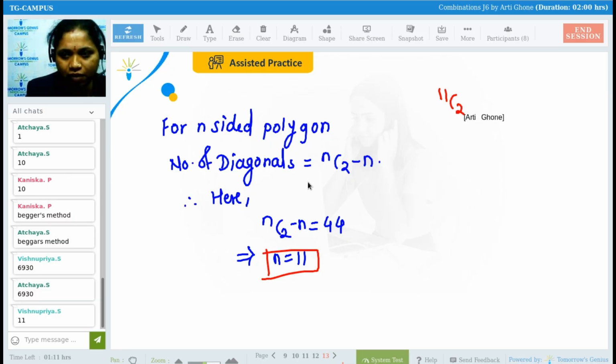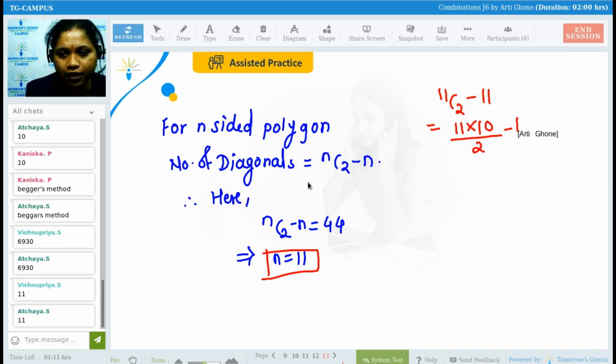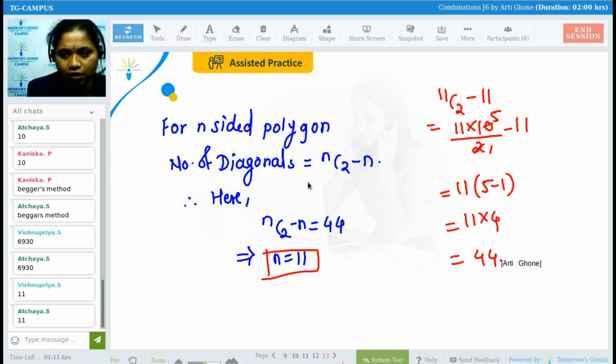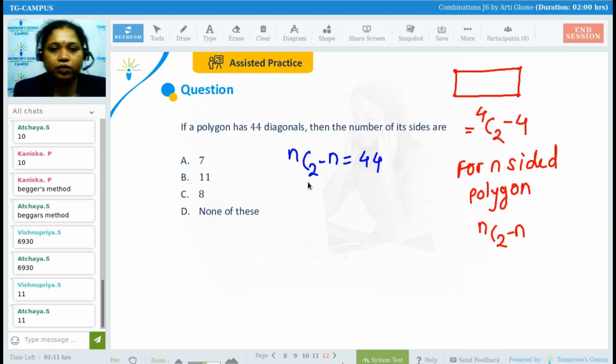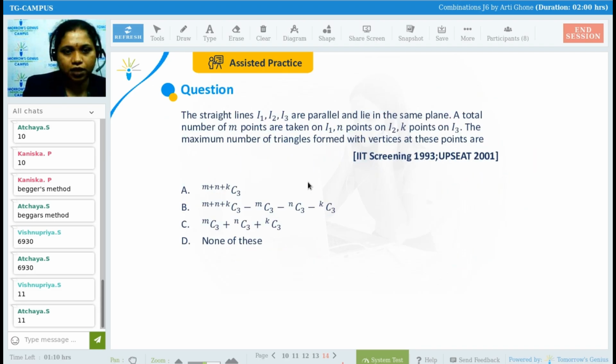Let's check it once again. 11C2 minus 11 we are checking. 11 into 10 upon 2 minus 11. So 2 ones are 2, 5 twos are 10, so it is 55 minus 11. So it is 44. Clear? So 44 is the correct answer, which fits with the number of sides of the polygon being equal to 11. So the first answer is B. Clear? Next.